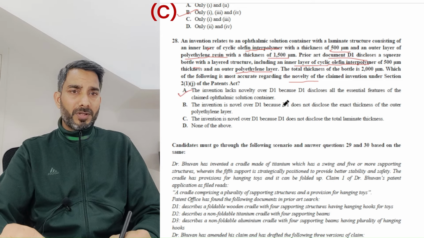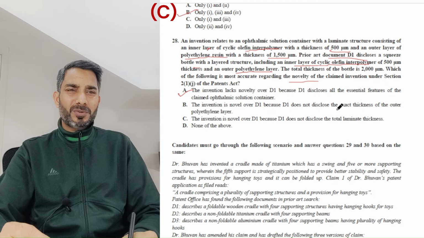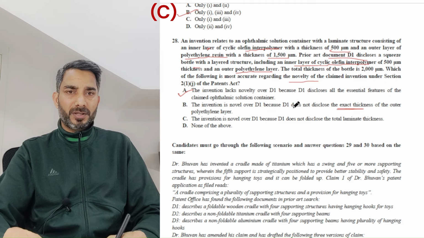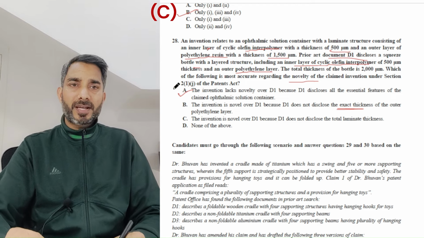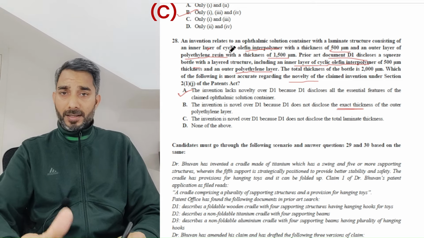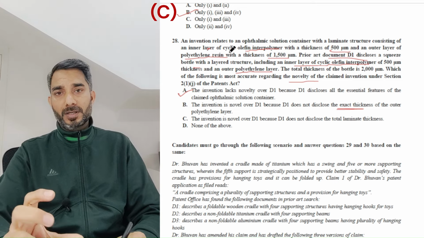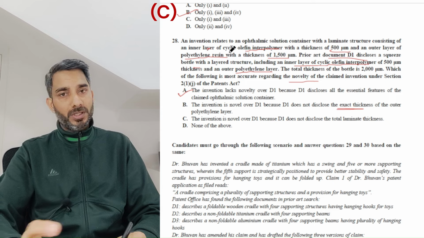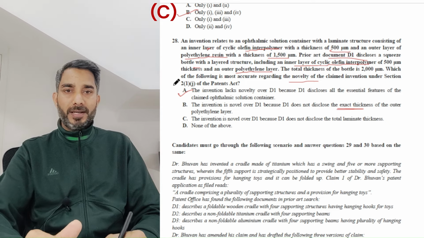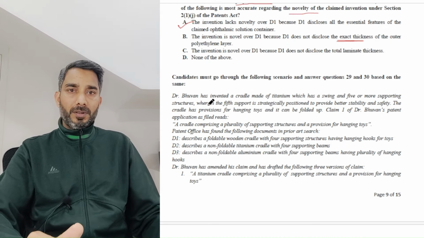The invention is novel over D1 because D1 does not disclose the exact thickness. No. Unless we know the claims, how do we know it? The invention is novel over D1 because D1 does not disclose the total laminate thickness. No. I think A is fine because the inner layer and the outer layer, the material that is being used is also disclosed. So 28A. Okay.